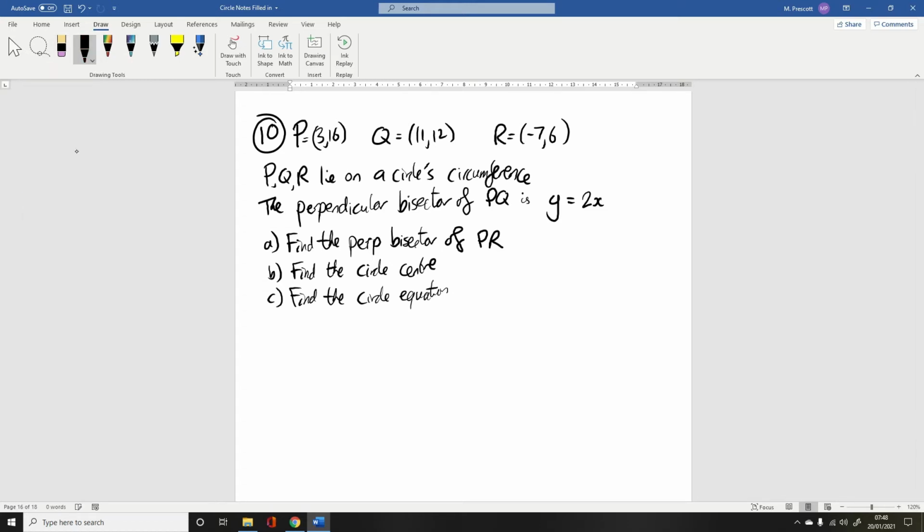So we've got P, Q and R, which all lie on the circumference of a circle. Now, I'm going to try and vaguely sketch this as best I can. So we've got 3, 16, we've got 11, 12, and we've got minus 7, 6, which will be to the left and lower than either of them. And looking at that, it looks to me like your circle's going to look something like that. It says the perpendicular bisector of PQ. Okay, so that was our P, that was our Q, that was our R.